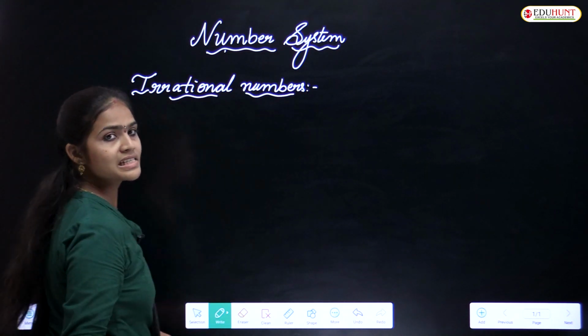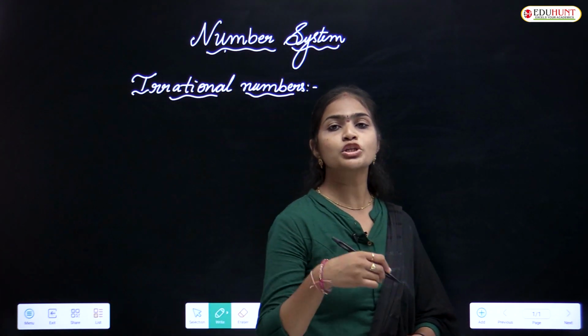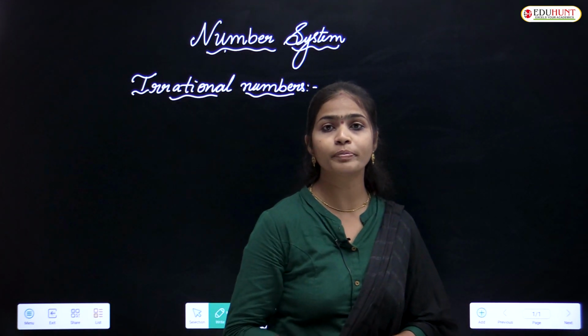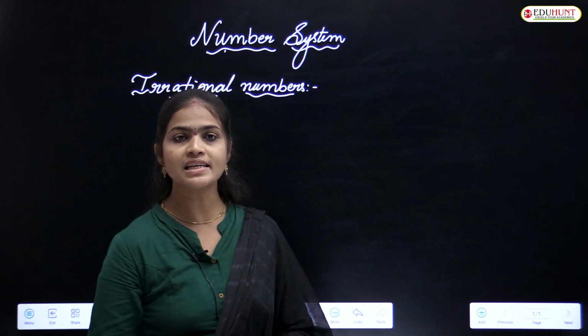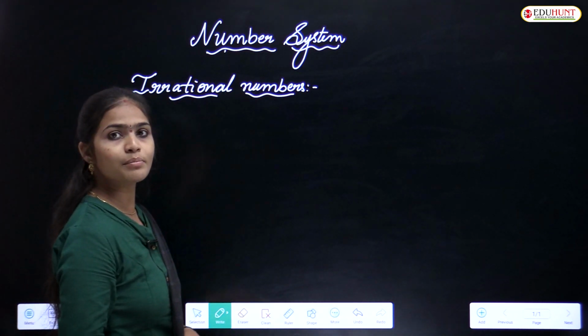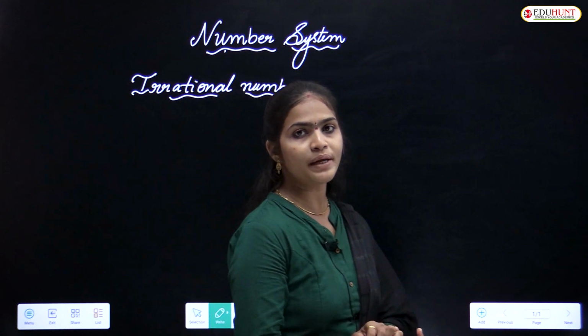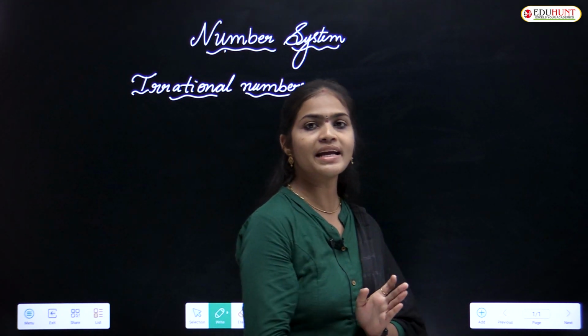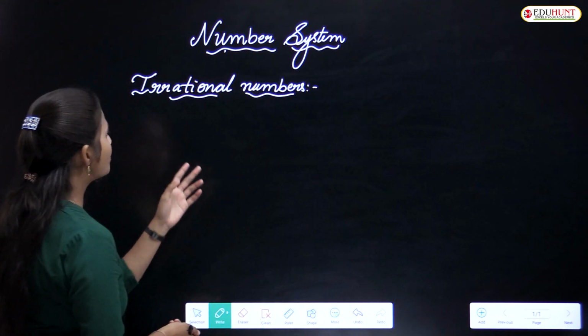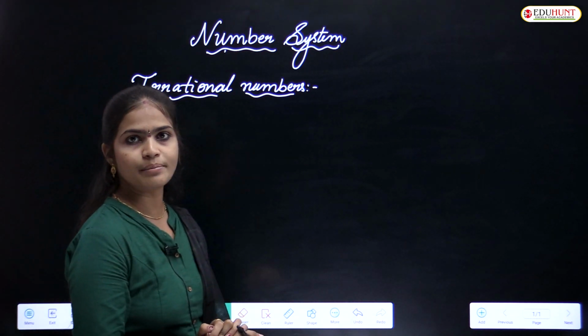So what do irrational numbers mean? The numbers which cannot be expressed in the form of p by q. Rational numbers are numbers which can be expressed in p by q form, and those which cannot be expressed in p by q form are known as irrational numbers.